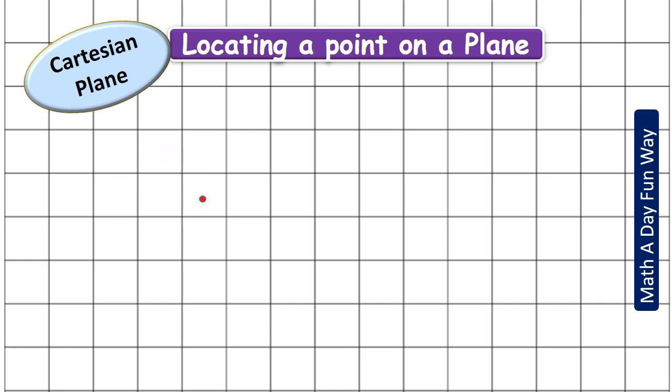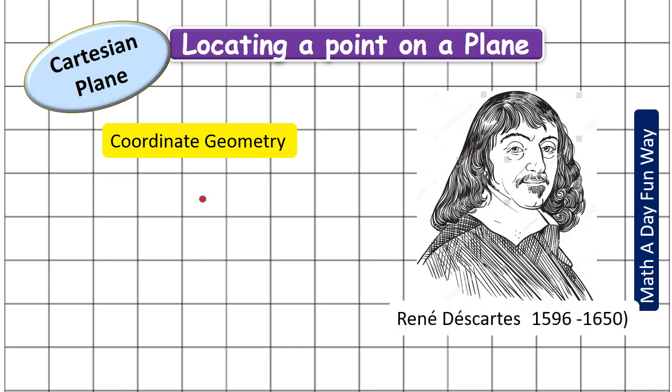But, how to locate the position of a point on a plane, which has two dimensions, the length and the breadth? This idea has given rise to a very important branch of mathematics, known as coordinate geometry, initially developed by a French philosopher and mathematician René Descartes. He invented a number plane, named after him, as the Cartesian plane.